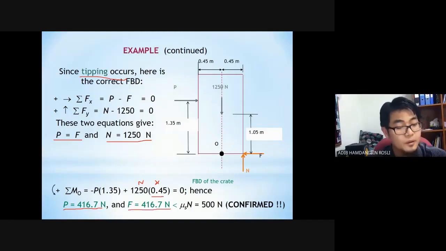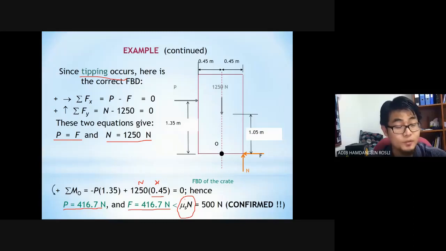And your F is 416.7 Newton, right? From this. Of course, they are the same. So you have to check, okay? Again, though actually you have dismissed the idea of sliding, now you are evaluating the idea of tipping, you still need to check. When you got your frictional force, what is the condition? The condition, your frictional force must be less than mu S N, right? Must be less than mu S N.